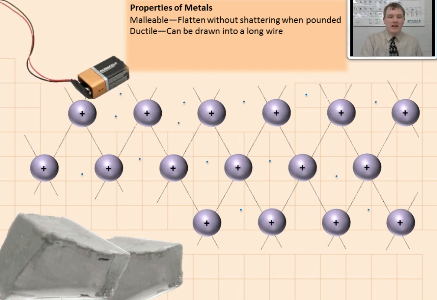a metal and attach those wires to a battery. Here's another property that metals have because the electrons are free to move. Metals are great conductors of electricity. And what that means is the electrons are free to slide between the atomic positive cores and move from one place to another when you apply an electric current.